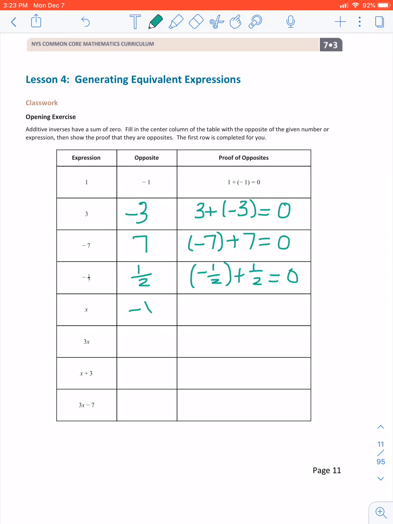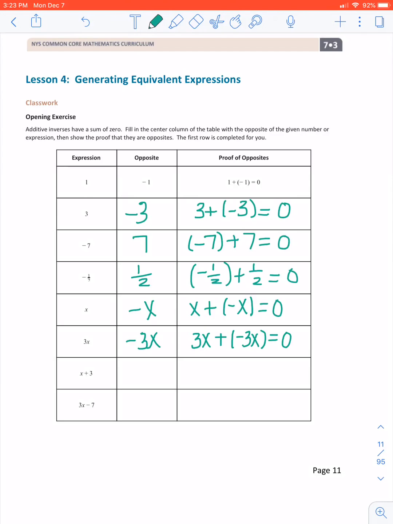The opposite of x, now that's negative x. So x plus negative x is still 0. Now the opposite of 3x is negative 3x. If you take a positive 3x and you add a negative 3x, you still get 0.